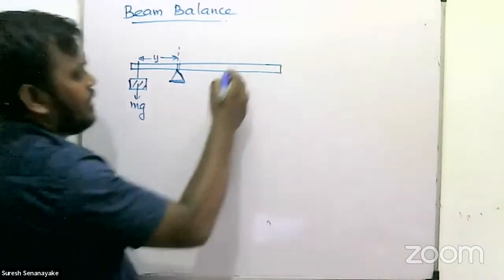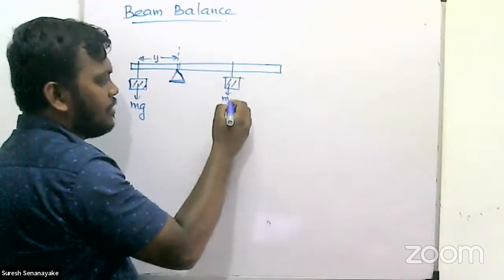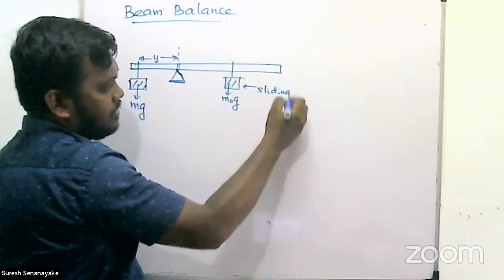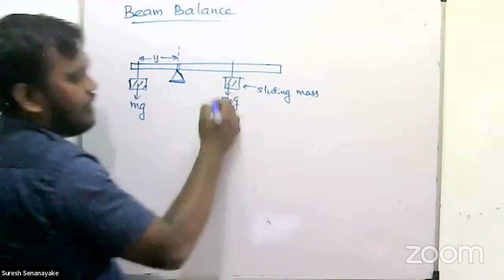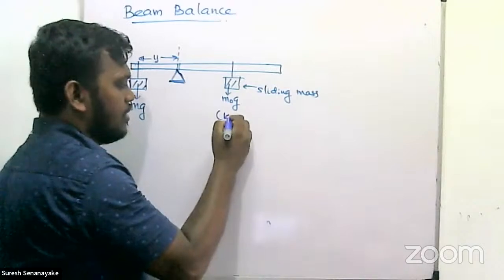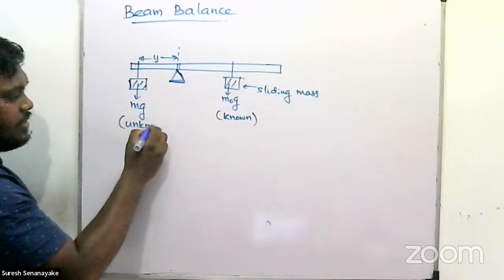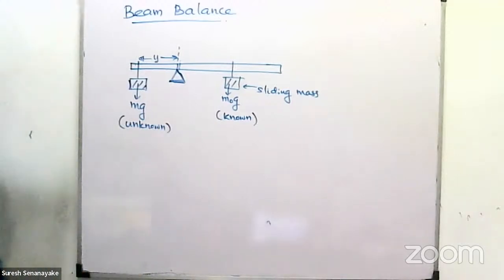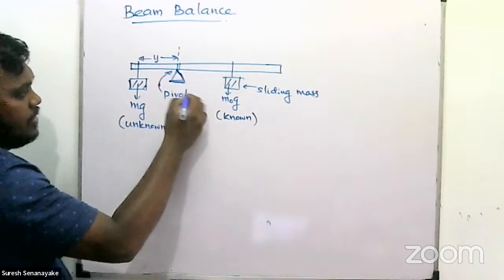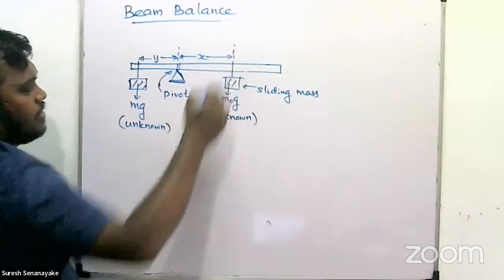Now the mass on this side is the sliding mass. So that mass is also a known mass. That value is known, right? And this is unknown. We need to find this. This point is the pivoting point, a knife edge. This is a pivot. And you can change this distance to get the balance situation.